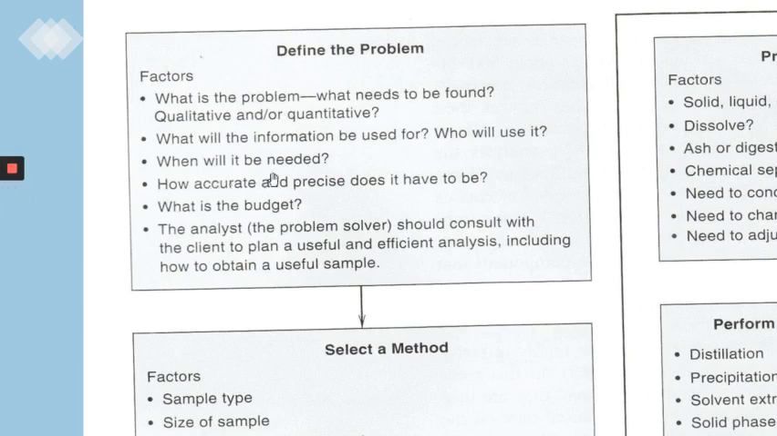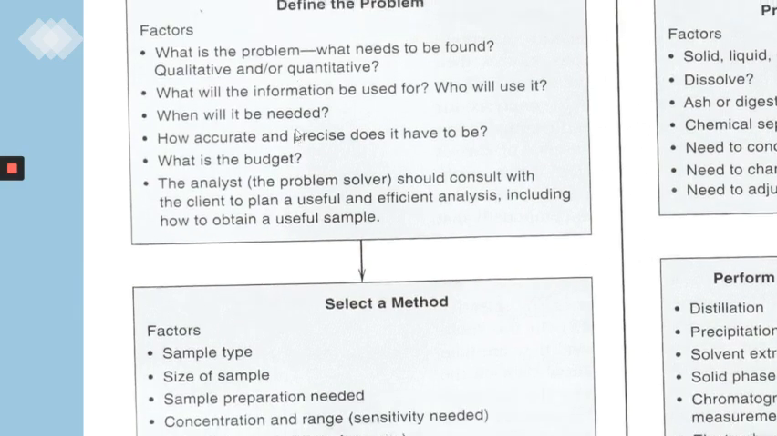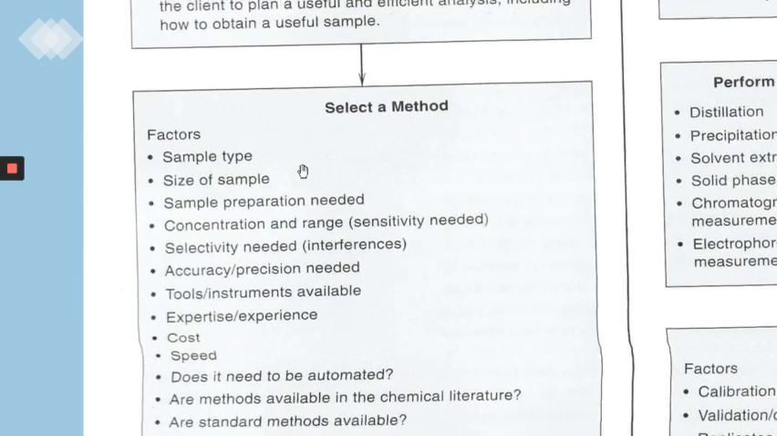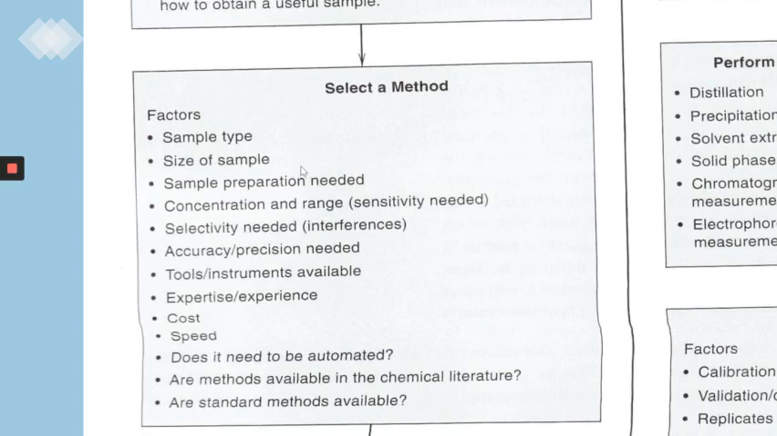Once you have defined the problem, now you have to look at selecting a method. So what type of method is to be used in order to do the research or in order to solve the problem that you have identified. For selecting a method, you must consider certain factors.